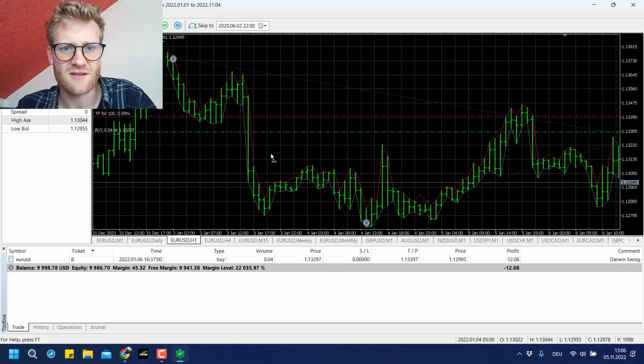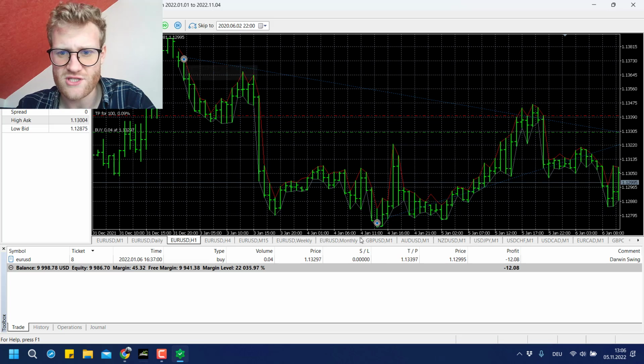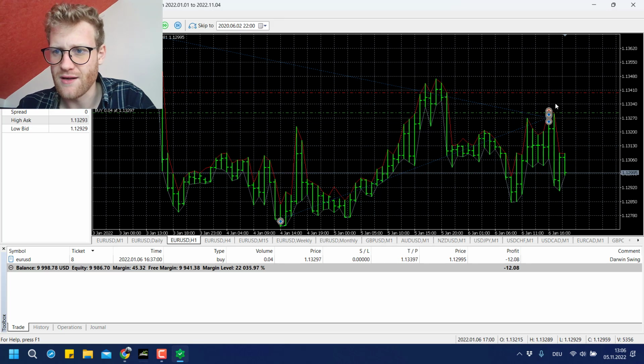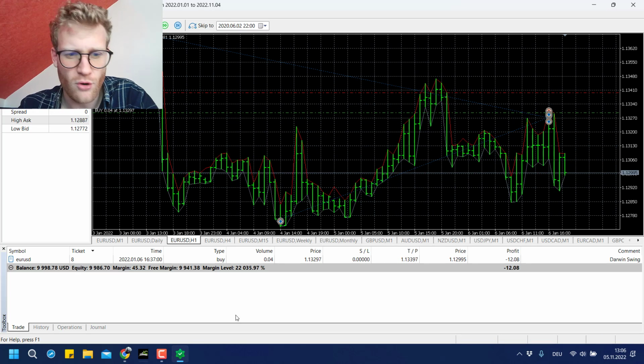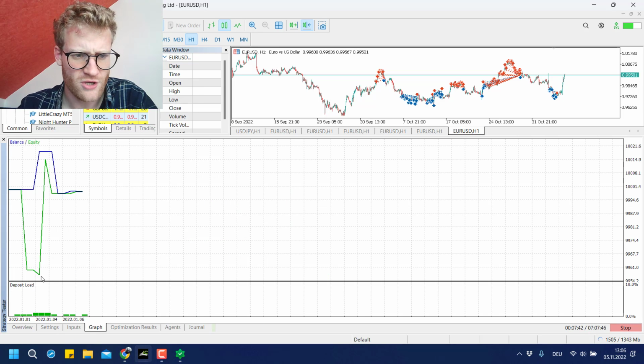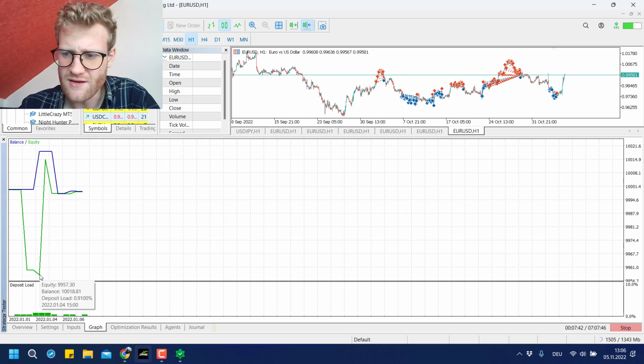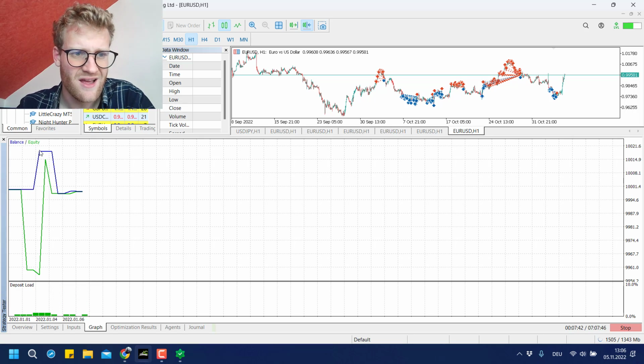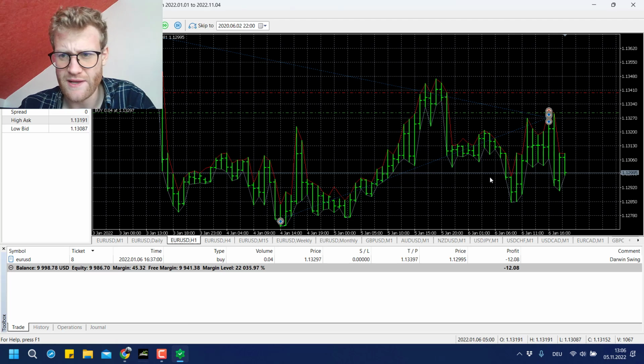So this was kind of a grid. So this was the first trade, second trade. Then we close both trades here. We of course make a profit, which we can see here in the graph. Also the green curve is the equity. The blue one is the balance. This is what I explained before.